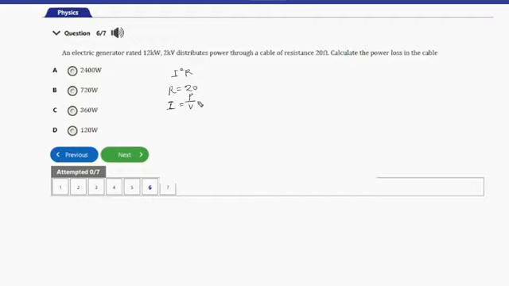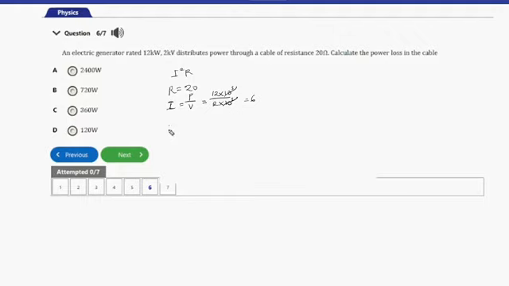So the power here is 12 kilowatts. That's 12 times 10 to the power of 3 watts over the voltage, which is 2 kilovolts. That's 2 times 10 to the power of 3 volts. So 10 to the power of 3 cancels out, and we have 12 over 2, which is 6. So the current here is actually 6 amps.